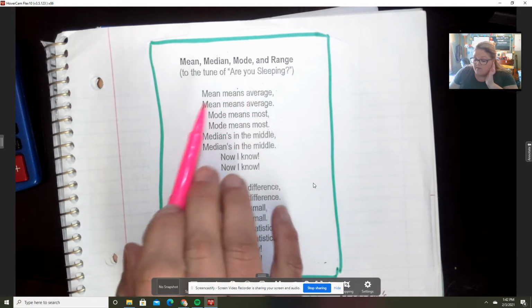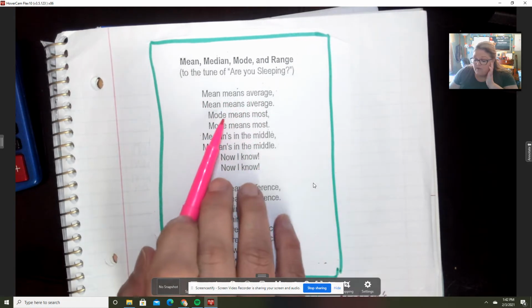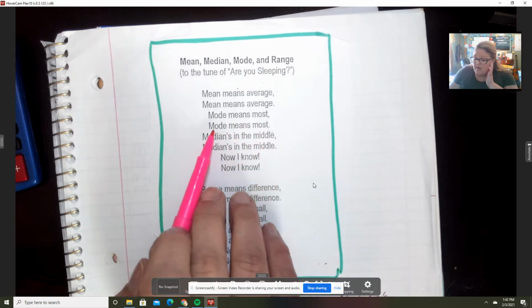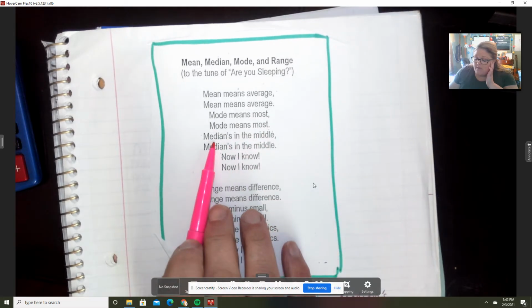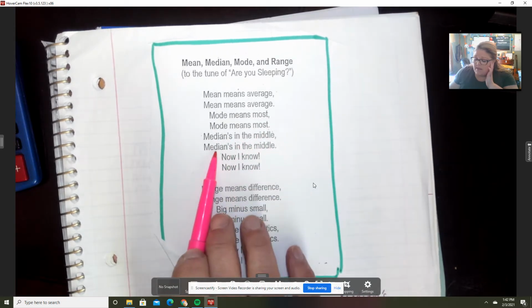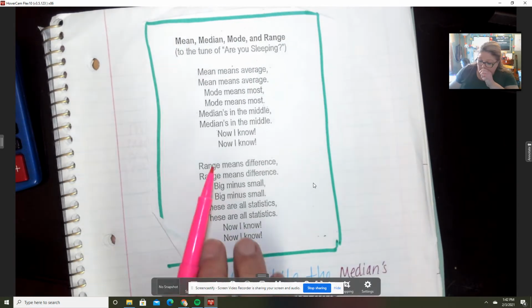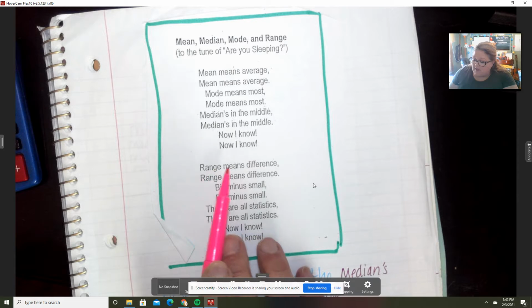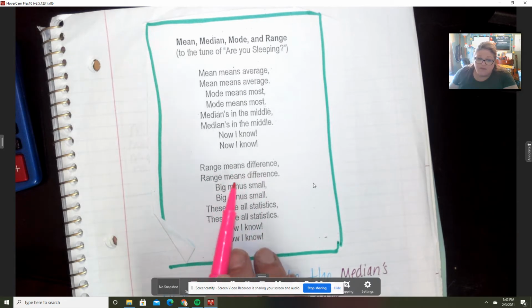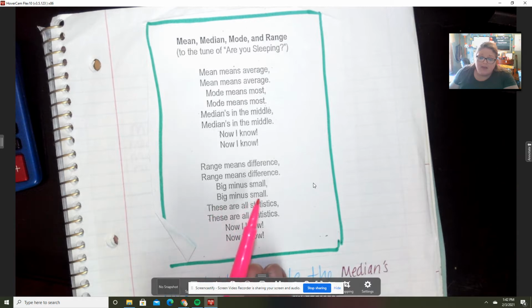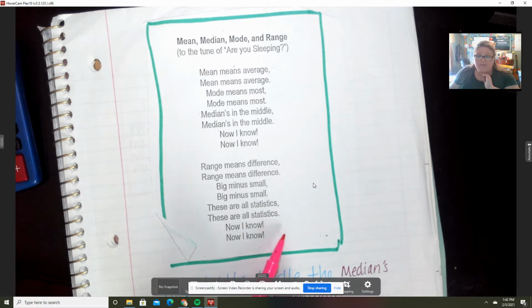Mean means average, mean means average, mode means most, mode means most, median's in the middle, median's in the middle, now I know, now I know. Range means difference, range means difference, big minus small, big minus small. These are all statistics, these are all statistics, now I know, now I know.